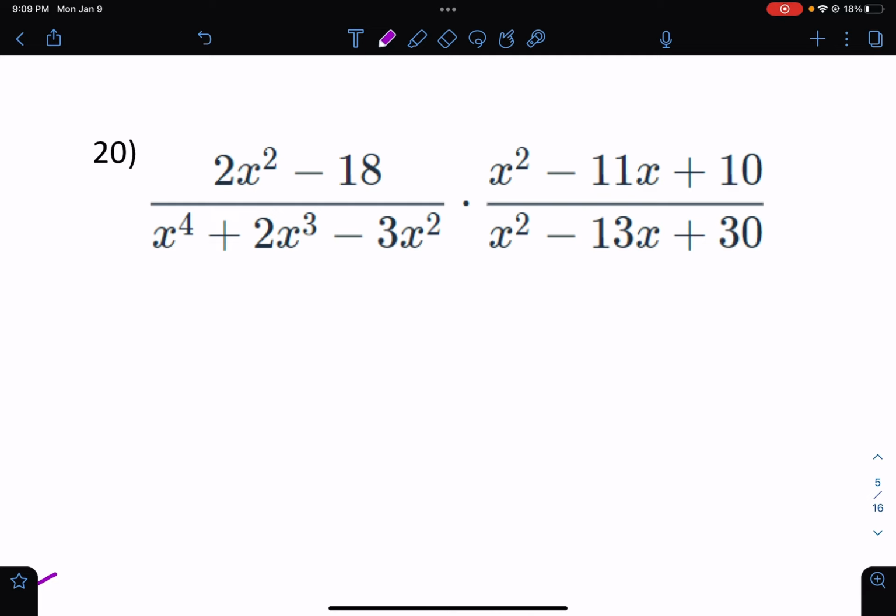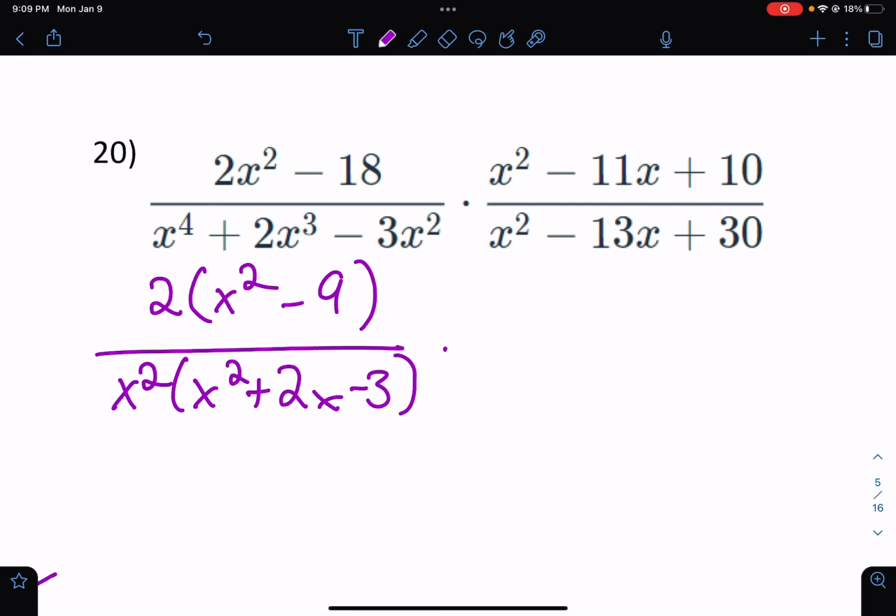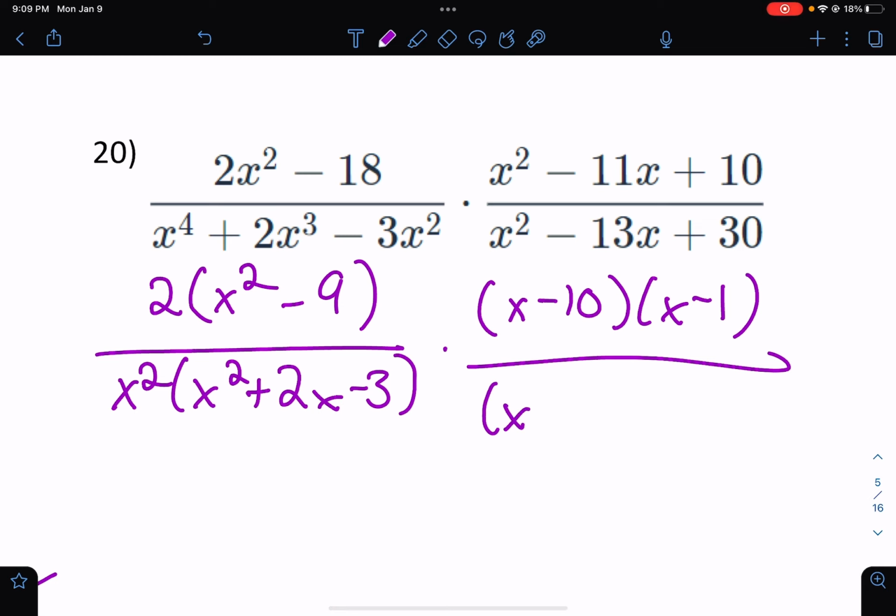So first, let's take out all of our GCFs first. This first guy, we can take a 2 out. So we get x squared minus 9 all over, and in this bottom guy, we can take an x squared out. We get x squared plus 2x minus 3. I can't do anything with this guy here, so we could just go ahead and factor him right off the bat. x minus 10, x minus 1, same thing here, x minus 10, x minus 3.